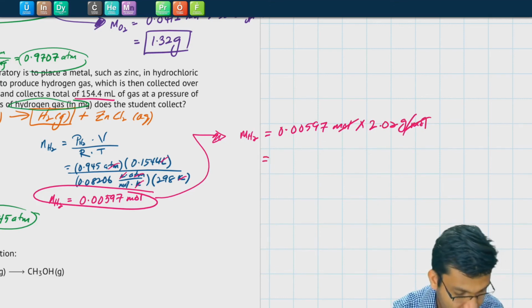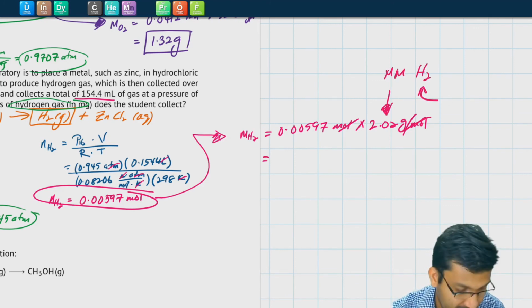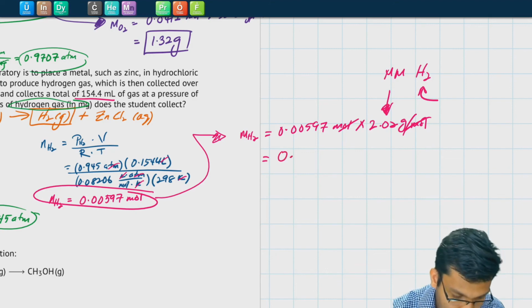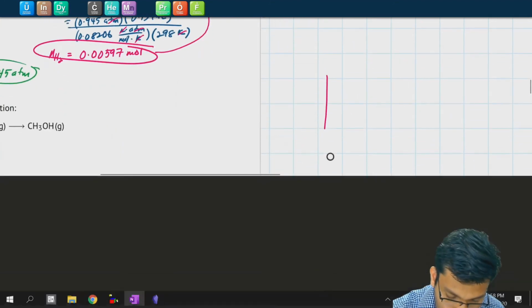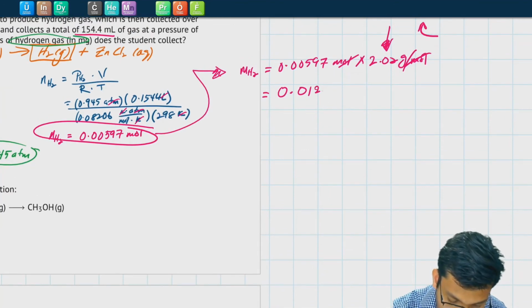And so this is the molar mass of hydrogen, H2, right? That's the formula for hydrogen gas. I get 0.0121 grams.